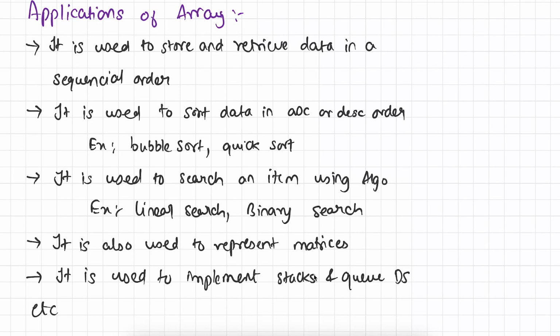If we have data, then obviously we need some search feature also, so that we can search some information in a large amount of data. So in this case also we use arrays a lot, and we use different algorithms like linear search and binary search to search something in data.